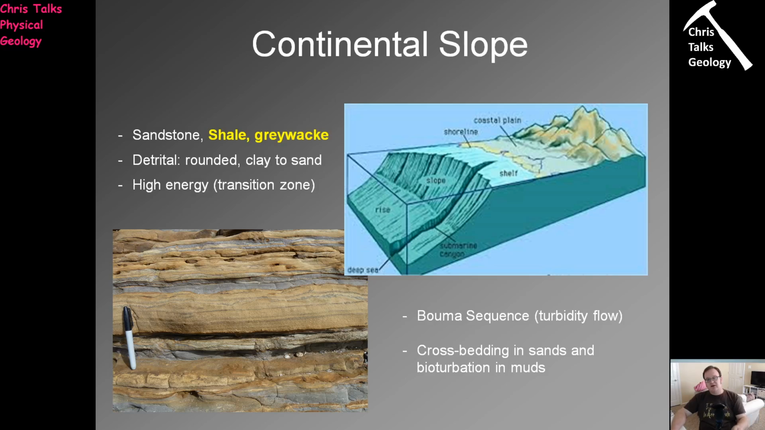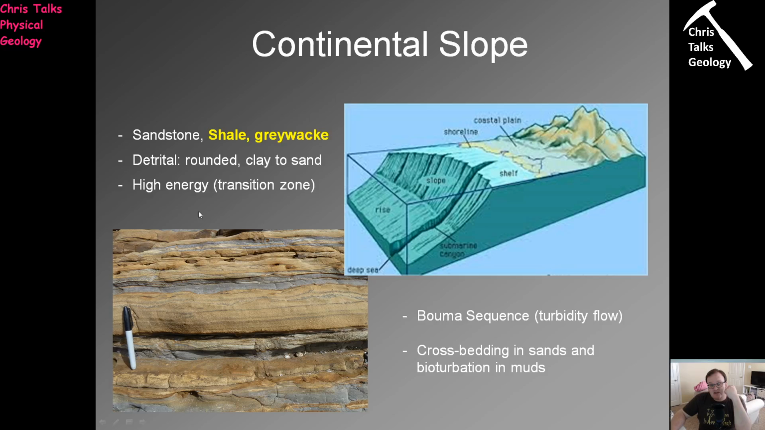So what we're going to talk about now is actually the sediments that are being deposited down here on the rise. Now, these sediments are going to be a mixture of very muddy sandstones. So we're going to end up forming greywackes. If you remember, a greywacke is a sandstone that's very, very mud rich. So the sediments we get down here are going to be detrital. So we're going to get lots of clay, silt and sand sized particles.